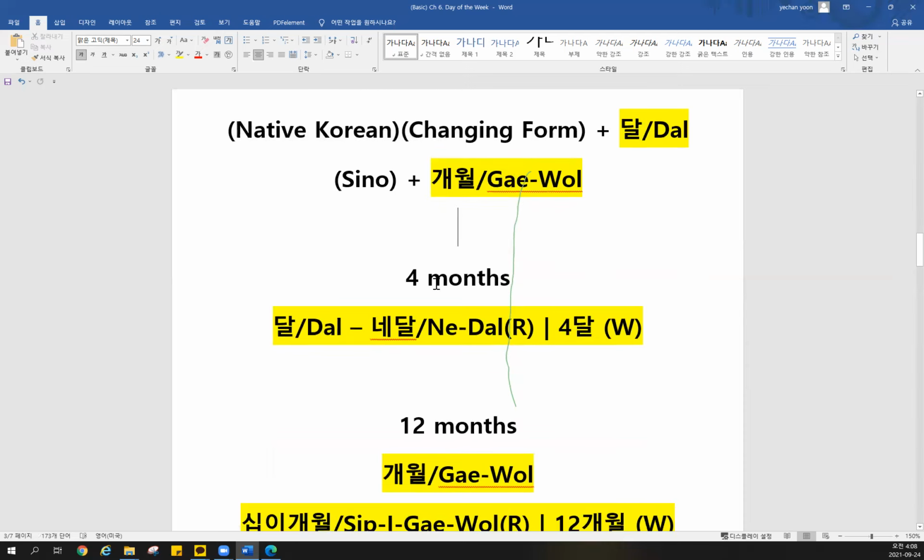So let's say 4 months with 달. 달 has to be used with the native Korean changing form, right? So 4 is not 넷 달. Then how is it? The changing form is 네. So 네 달. 네 달. All right? Writing is simple. Just use a number and the counting word 달. So 네 달. Simple, simple.